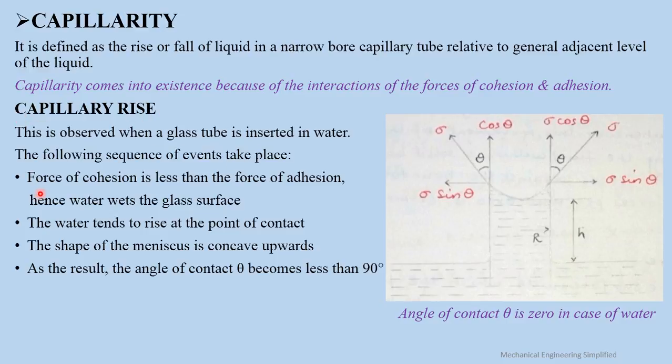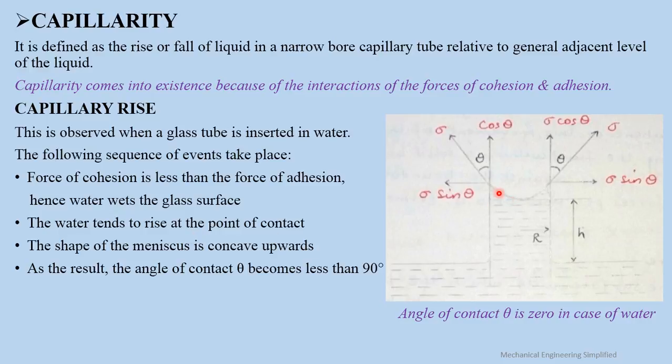What happens in this case? The force of cohesion, that is the force between similar kinds of substances, is less than the force of adhesion. That means the water wets the glass surface. This means the force of adhesion between the water and the glass surface is more, so the water wets the glass surface. If the force of cohesion had been more than the force of adhesion, then the water would not have wet the glass surface. Then water tends to rise at the point of contact. This is the point of contact, and water tends to rise at this point of contact.